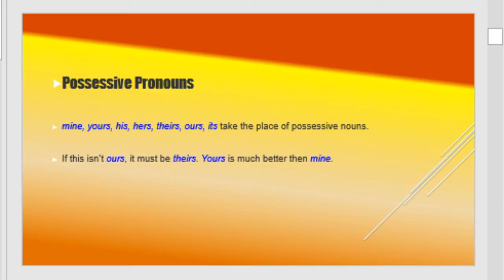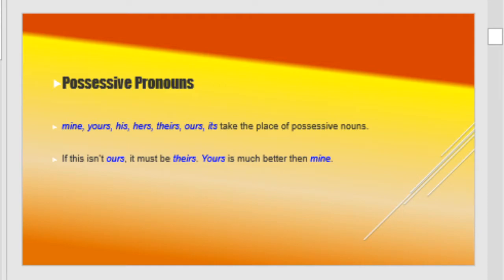If we have subject pronouns and object pronouns, we also have possessive pronouns. When you say possessive, that shows possession. When you say possession, that is something that you own. It means mine, yours, his, hers, theirs, ours, its take the place of possessive nouns. Let's have the example. If this isn't ours, it must be theirs. Yours is much better than mine.